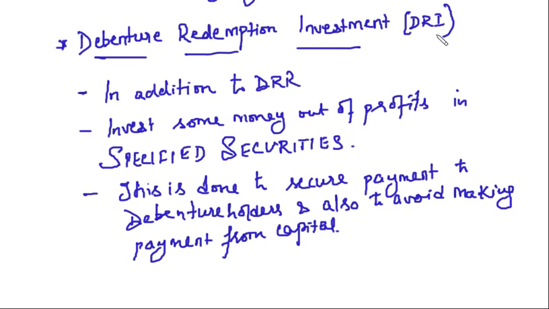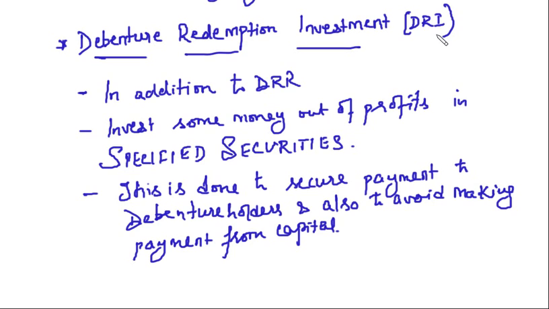The main motive of creating these two things is almost similar. There, what we do is we are taking some money out of profits and keeping it in a separate pocket. We call it debenture redemption reserve. Here, we are taking some money out of profits and investing in the specified securities, and from that investment we might also earn some return.